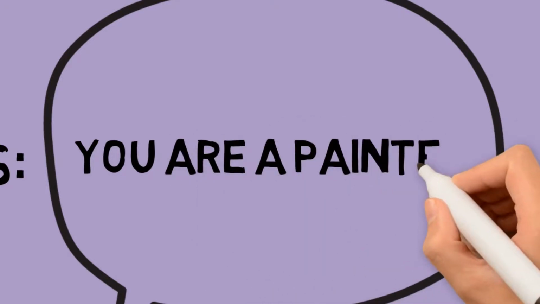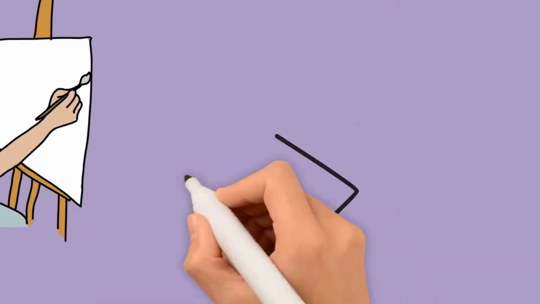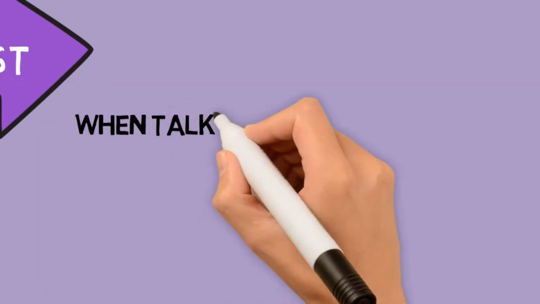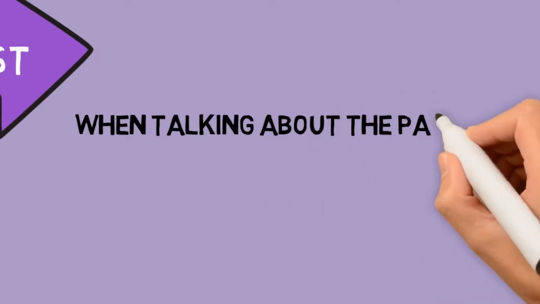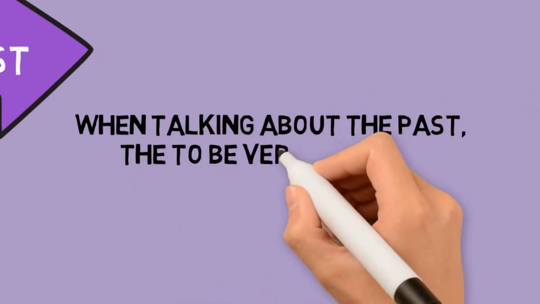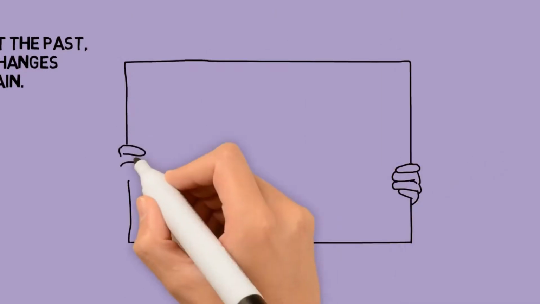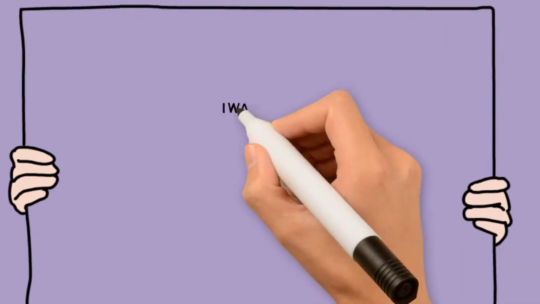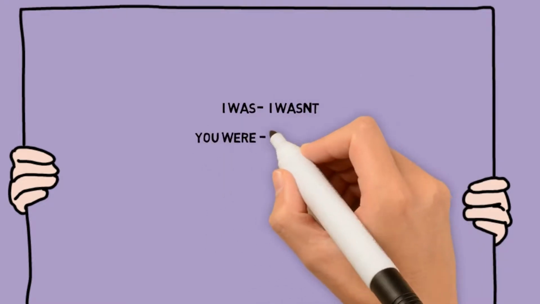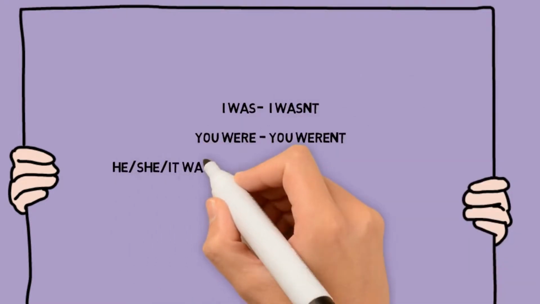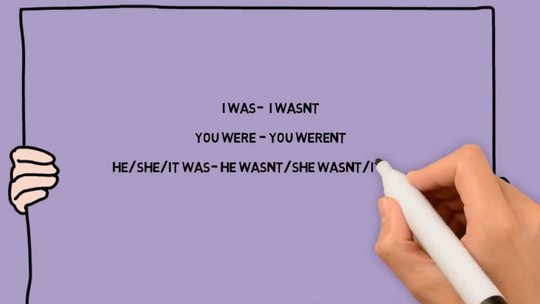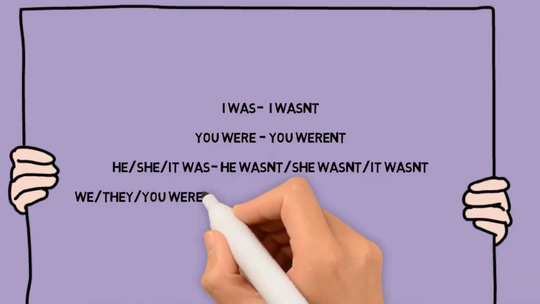Right? And next, the to be in the past tense. When talking about the past, the to be verb changes its forms again. I was becomes I wasn't, you were becomes you weren't, he, she, it was becomes he wasn't, she wasn't, or it wasn't, we were, they were becomes we weren't, they weren't, or you weren't.